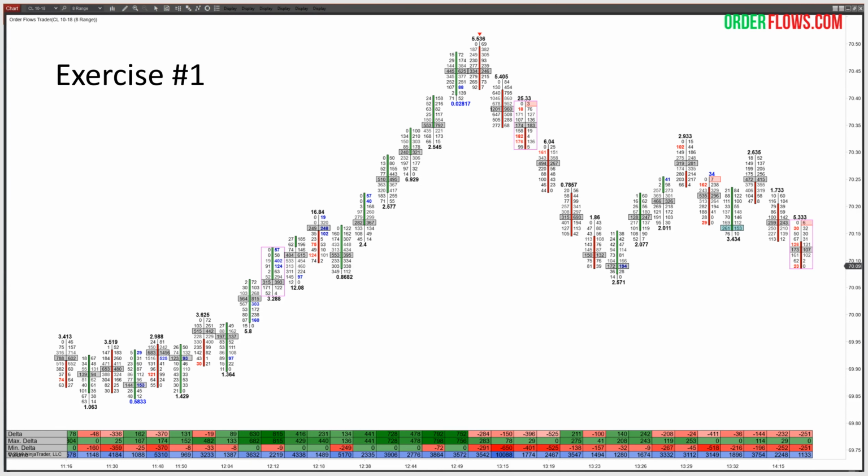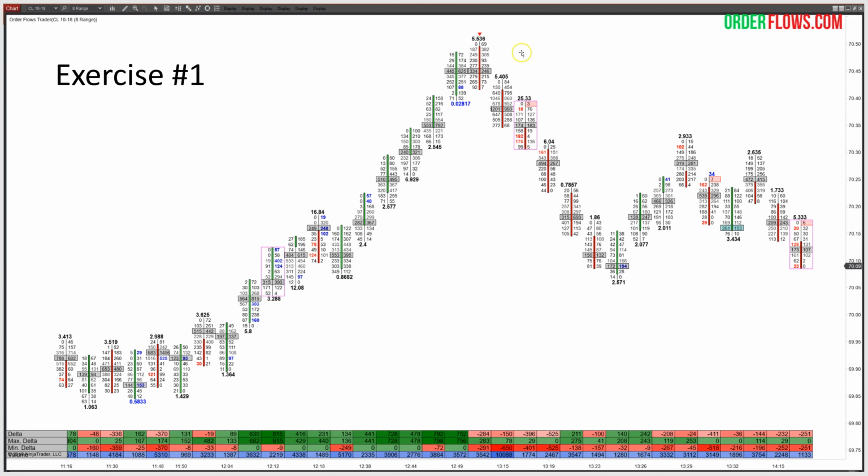Okay, so this is the first chart, exercise number 1. Take a few moments to look at the chart, look at the delta. Don't necessarily get caught up in looking at the price action on the chart. What you should be focused on is the delta. I'll give you a couple seconds to take a look at the chart. If you still want more time, just hit pause. But what I'm going to do is start talking.